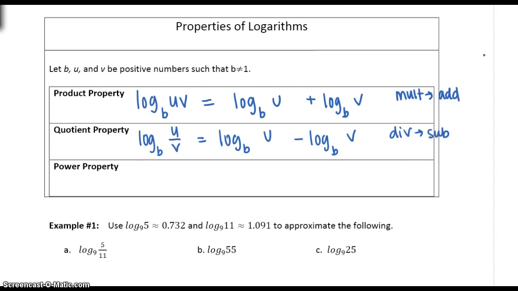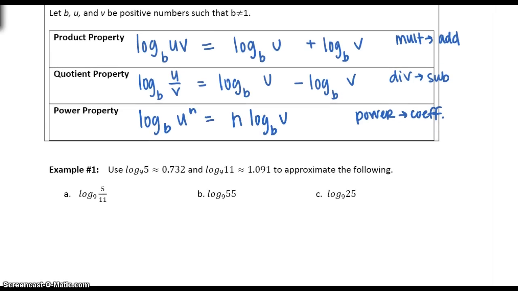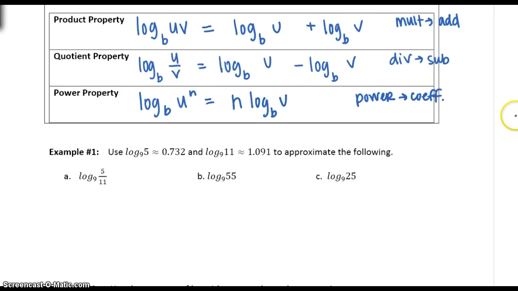And the power property. If we have log base b of u to the n, what you can do is take that little power and pull it down to the front so it's now a coefficient. So n log base b of u. So the power becomes a coefficient. That's how I do it. These are the only three things we're really going to use today. It's going to be super awesome, super easy. At least I love this section. So let's go ahead and get to these ones here.